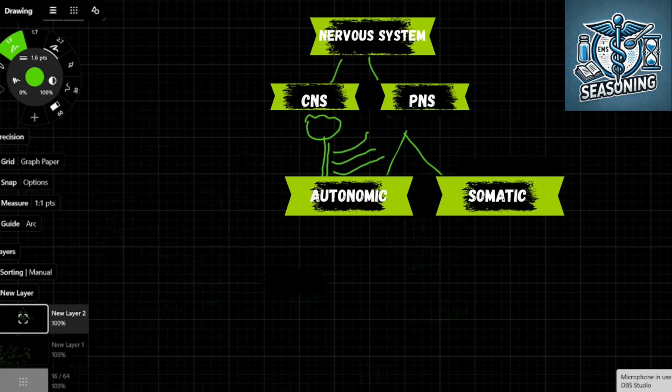Now, the somatic nervous system is just your voluntary movement. Arms, legs, muscles. Anytime you think about moving, you're actually just using the somatic nervous system. The autonomic nervous system is all the things that are going on that you have no conscious control over. Like we said before, digestion, bronchial dilation, the blood vessels constricting or dilating.